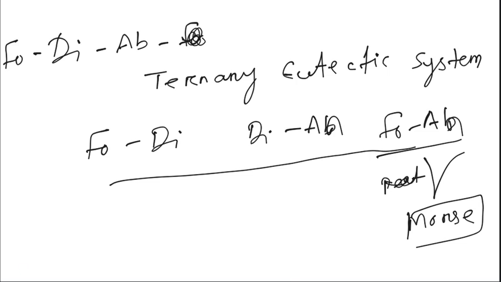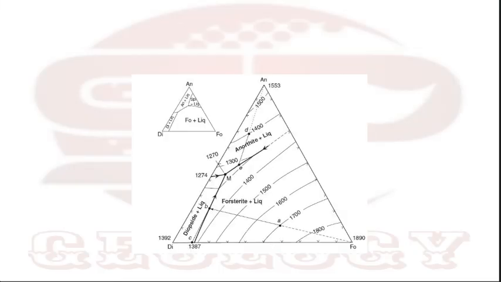So we have to mention the eutectic compositions. You know about the diopside anorthite system. What is the eutectic composition? Anyone?